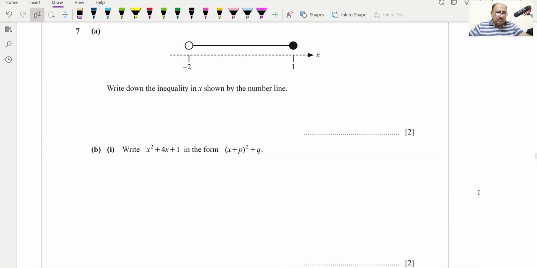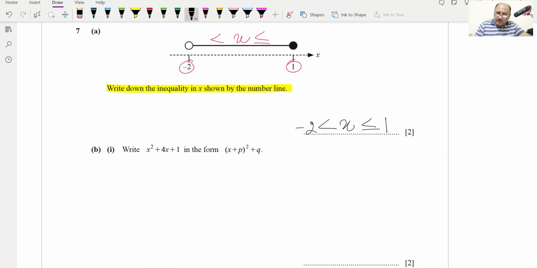Question number 7. Question number 7 says a part, write down the inequality in x shown by the number line. So now we can see this is x value, which is basically greater than minus 2, and less than equal to 1. So our answer will be over here, x is greater than minus 2 and less than equal to 1. This is solid, so we have taken this less than equal to. This is open, like white, not filled, unfilled, so that's why we have not taken the equality symbol on this side.